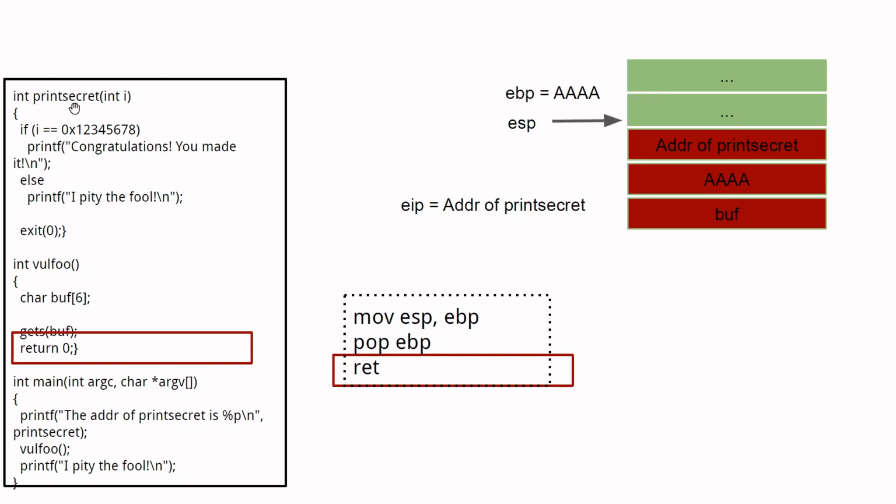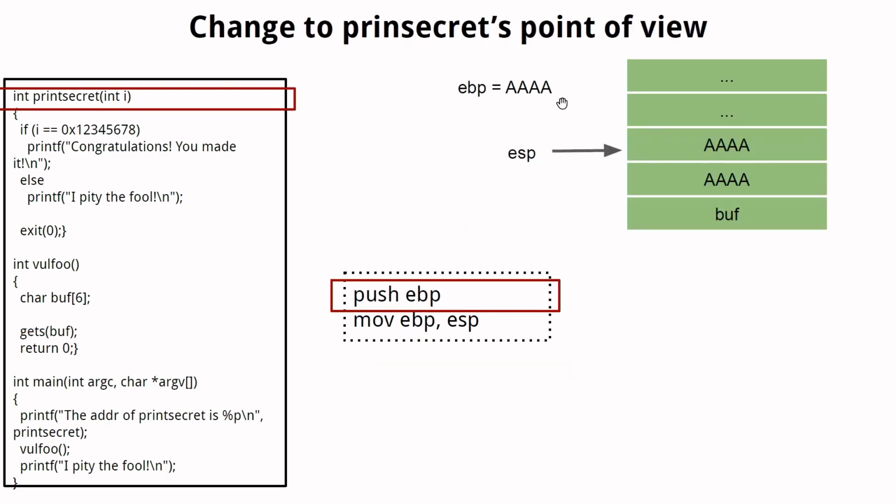Okay, here we're actually using print secret. This one points to print secret. However, EBP has some garbage value we put there, 4 letter A's, 61 in hex, 4 bytes of that. Now we are going to the function print secret. At the beginning of print secret, there is another instruction, push EBP, move ESP to EBP, because this function will also set up its own frame. And by doing that, something interesting happens.